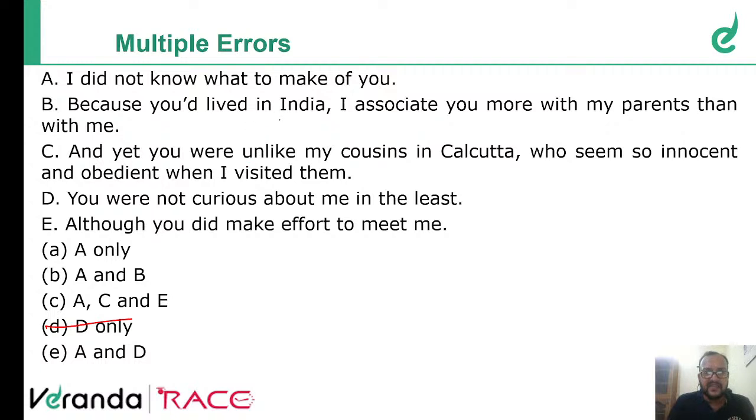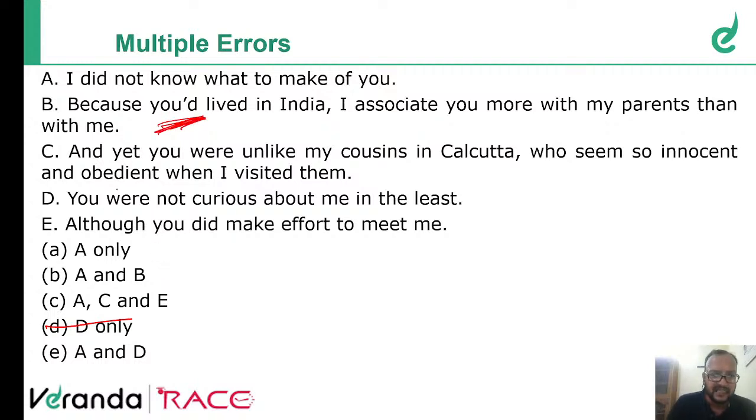Because you had lived in India, I associate you more with my parents than with me. You would means you had lived in India. So B is also correct. A and B, only one option is there. But let us check if B can be incorrect as well, because we cannot identify whether you would means you would or you had. Because you had lived in India or you would lived in India. Would lived is incorrect, so it means you had lived in India.